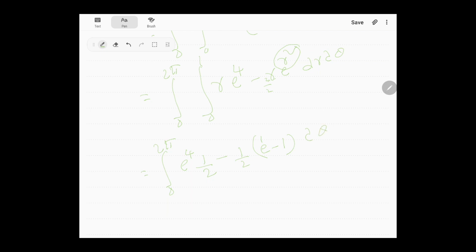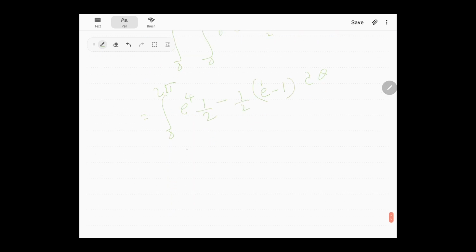So if I simplify this, this entire one is a constant, e power 4 minus e plus 1 whole by 2. This can be taken out. Integral 0 to 2 pi d theta is theta. If I substitute the limits, that is 2 pi. 2 and 2 get cancelled. This is pi times e power 4 minus e plus 1. This is my integral for that. Let us see the third problem.